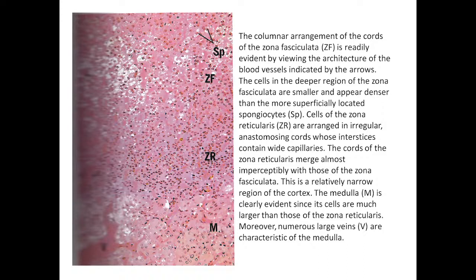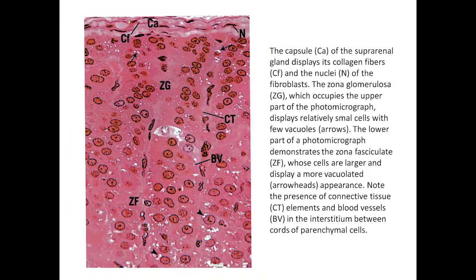The medulla is clearly evident since its cells are much larger than those of zona reticularis. Moreover, numerous large veins are characteristic of the medulla. The capsule of the suprarenal gland displays its collagen fibers and the nuclei of the fibroblasts. The zona glomerulosa, which occupies the upper part of the photomicrograph, displays relatively small cells with few vacuoles, arrows. The lower part of the photomicrograph demonstrates the zona fasciculata, whose cells are larger and display a more vacuolated appearance, arrowheads. Note the presence of connective tissue elements and blood vessels between cords of parenchymal cells.